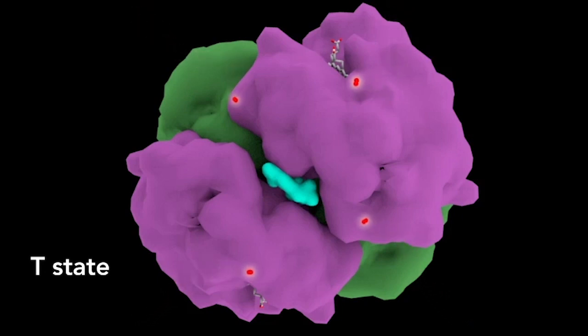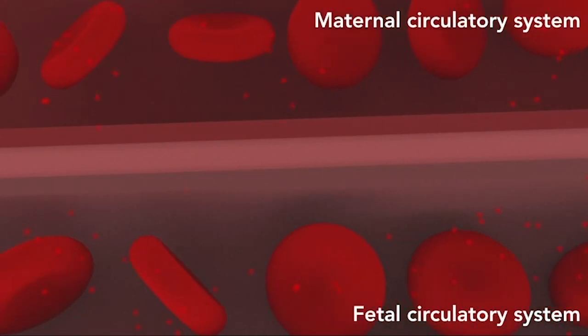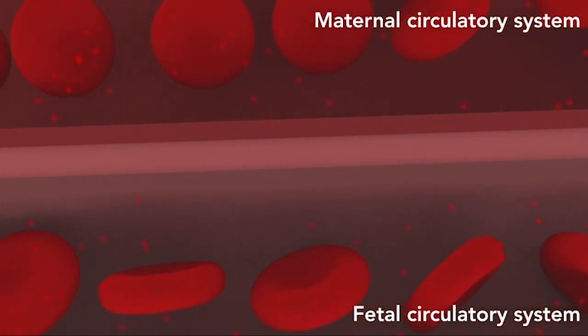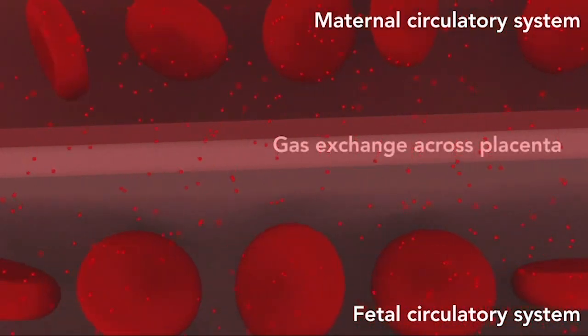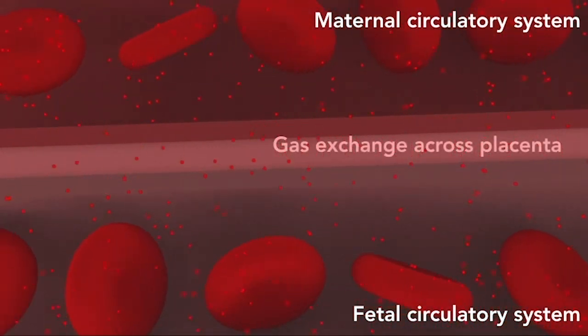Binding of 2,3-BPG to a secondary site prevents binding of oxygen to the primary site. 2,3-BPG plays a role in facilitating oxygen transport from maternal cells to fetal cells during pregnancy.